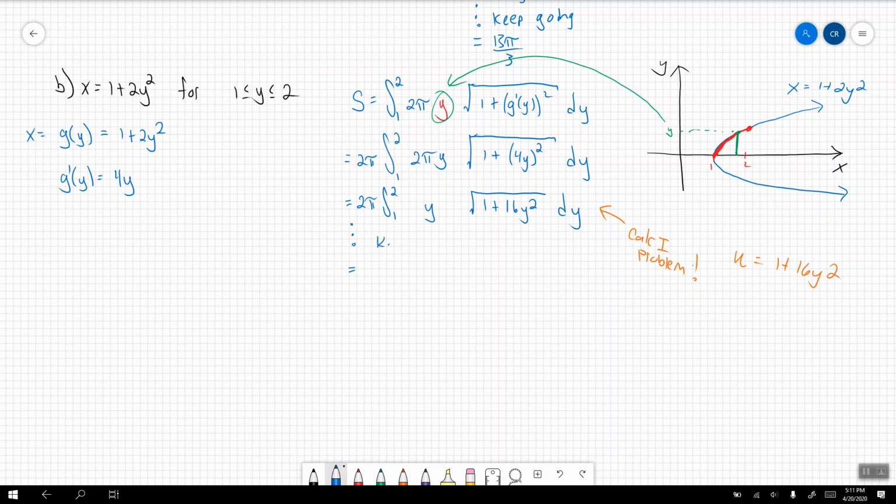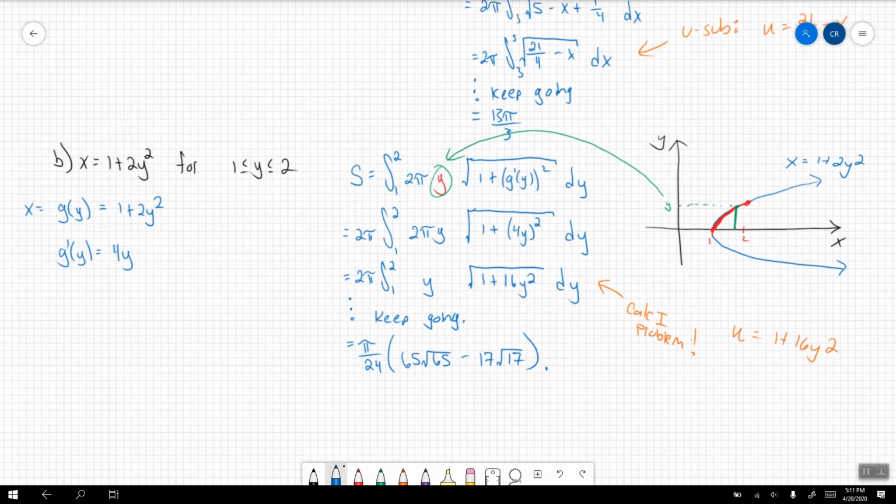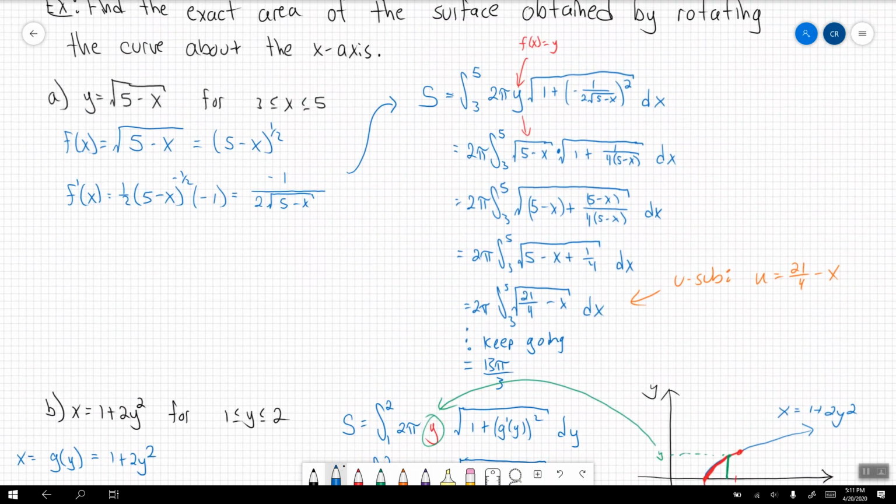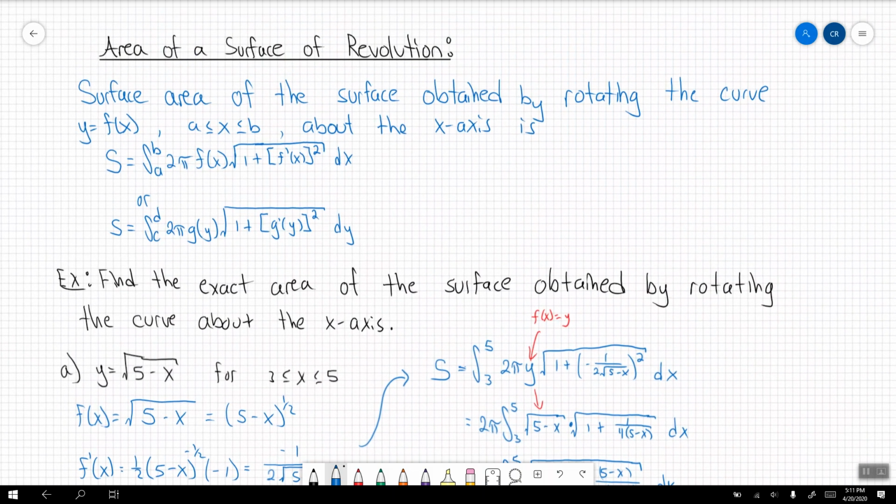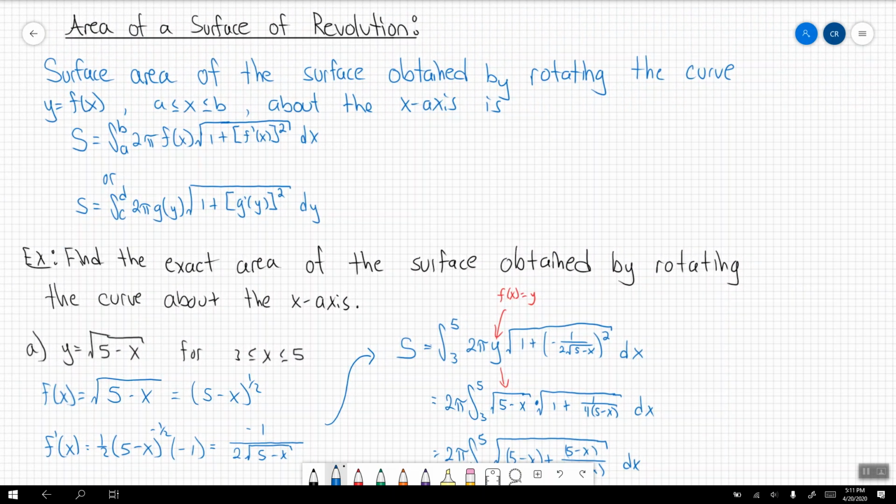So here what I want you all to do is keep going once we've set this up. I want you to find the answer, which will be pi over 24 multiplied by 65 root 65 minus 17 root 17. All right? And that should about do it. That should do it for this surface area. You're going to see similar examples like this coming up in your exam or something like that. But for now, this is what I want you all to work with.